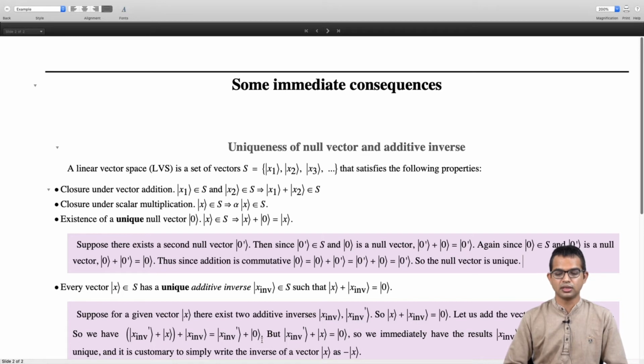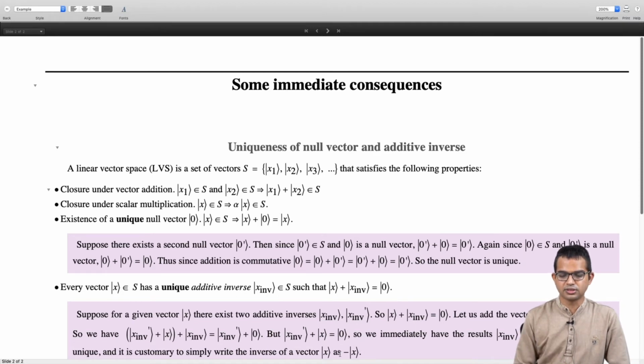So you can sometimes the minus sign is put inside the ket, but it's simplest to just write it as minus the vector x, and then you explicitly see that the addition of x plus minus x is equal to 0. So the vector 0, right?